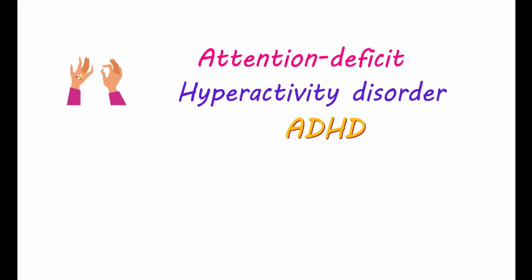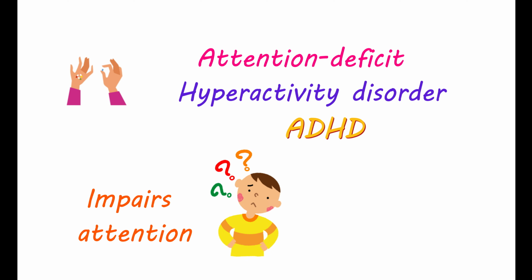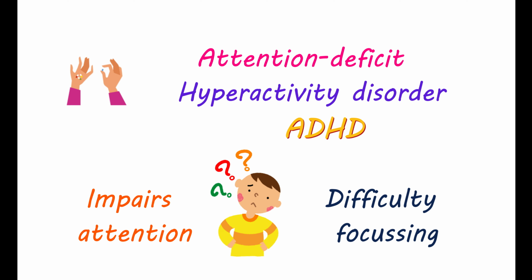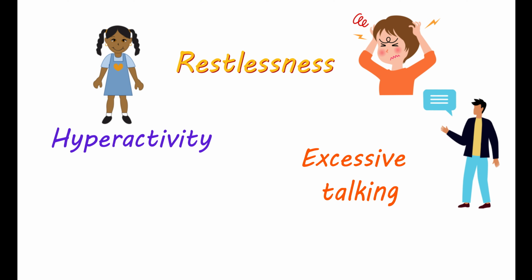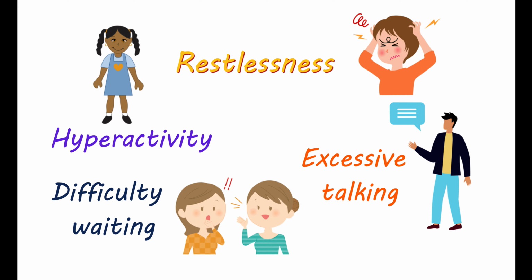It is a neuronal disorder that impairs attention and causes difficulty focusing on a specific task. It may also be associated with hyperactivity. They may have restlessness, excessive talking, difficulty waiting, and interrupting others in conversation.